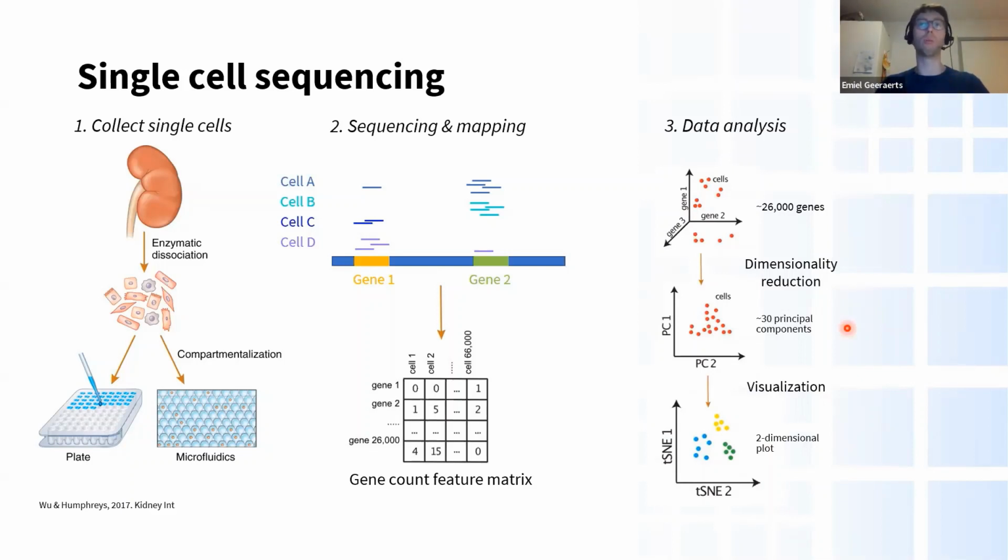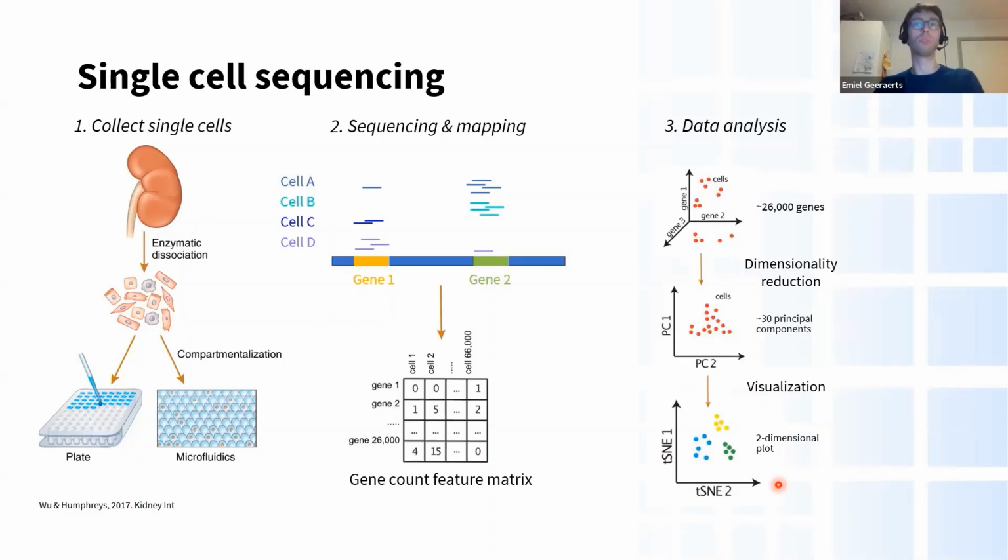And this can be done in multiple ways, but most often scientists extract the top 3,000 to 5,000 most variable genes, run a principal component analysis, and based on that reduced dimensional set of, let's say, 30 principal components, that's what they use to create their visualization.